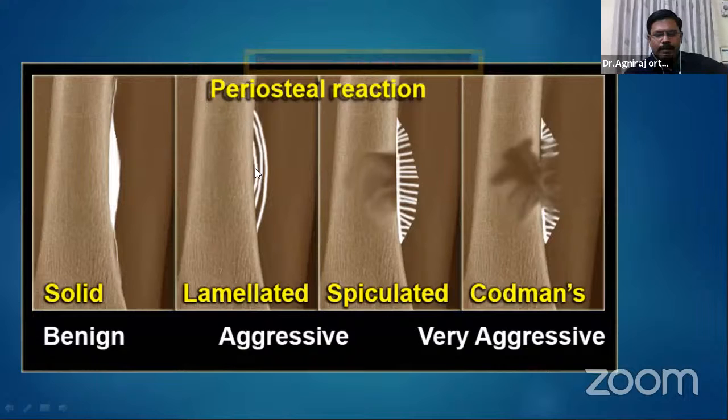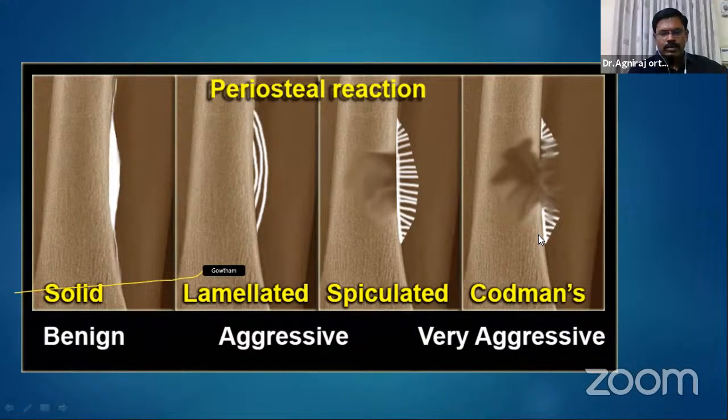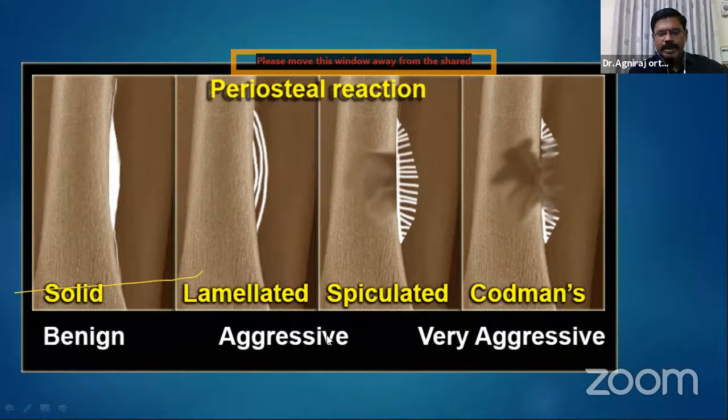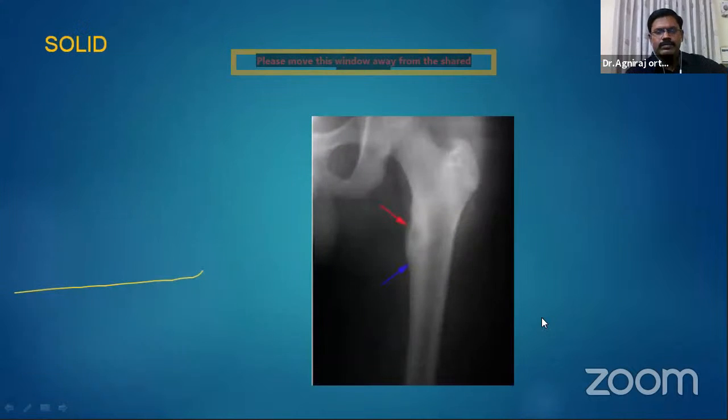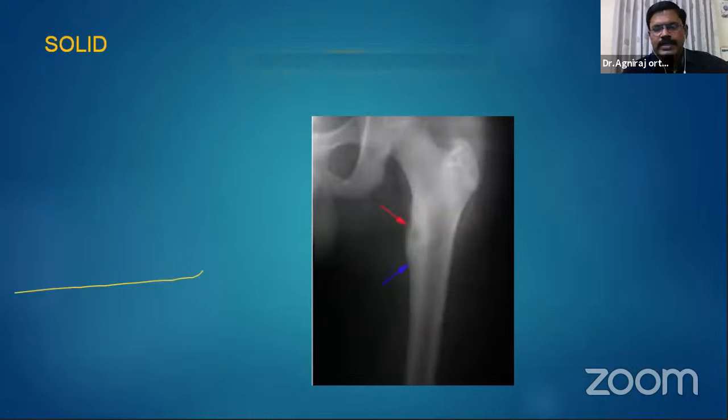Lamellated or onion peel. What is that? It is alternating areas of sclerosis and lucency. Sclerosis, lucency. That is called onion peel. And spiculated or sunburst appearance: here the spicules are perpendicular to the cortex of the bone. And this is Codman's triangle. Okay. So the range is increasing, benign to aggressive, very aggressive. So, an example for solid periosteal reaction.